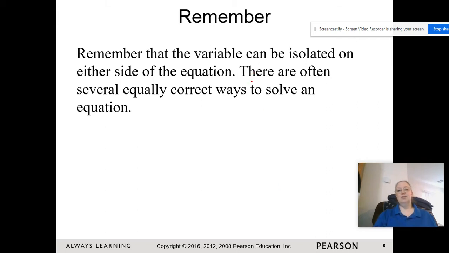Okay, I do want to point something out. We can put the variable on either side. It doesn't matter. Usually we try for the variable to be positive, but that's not always possible. And there are often several equally correct ways to solve an equation. So just because I do something first doesn't make it the only way to solve a problem. I try to show you the fastest way and maybe the easiest way, but it doesn't make it the only way.